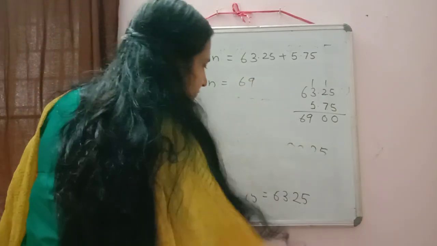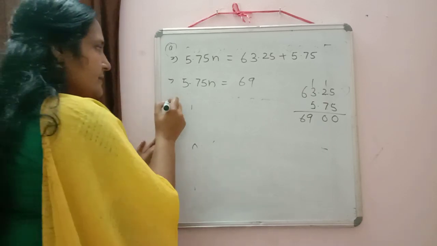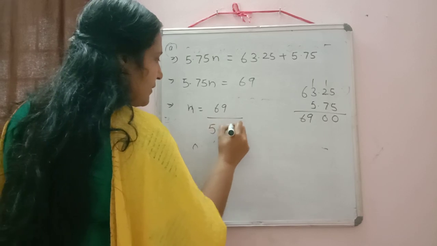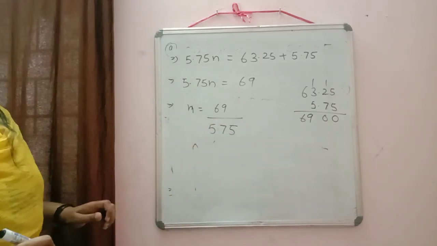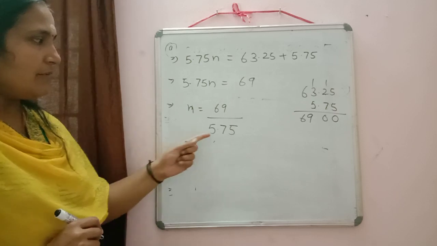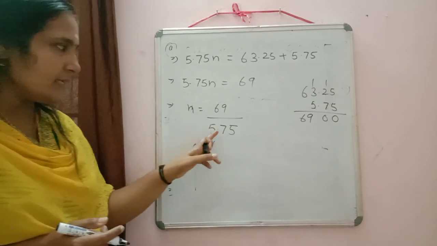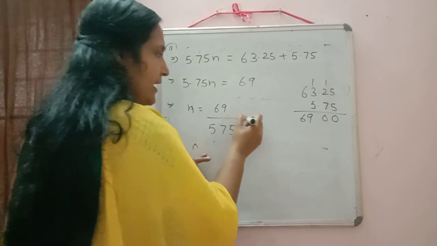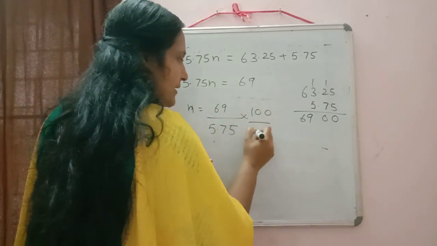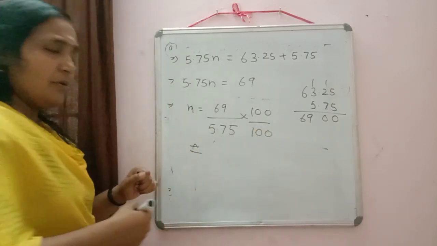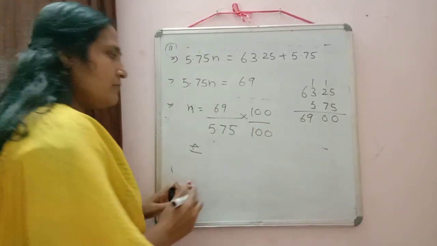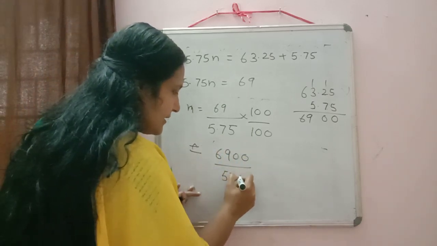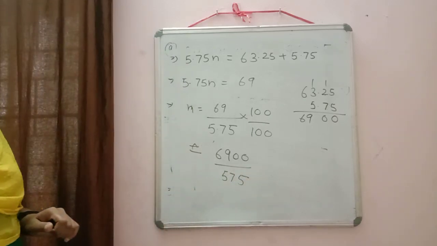Now 5.75 will shift to right hand side. So n is equal to 69 by 5.75, division of decimal. So first what we have to do? We have to remove the decimal. After the decimal sign, how many digits are there? 2. So we'll multiply by 100, both numerator and denominator. This we are doing to remove the decimal there. So it will be equal to 6900 by 575.